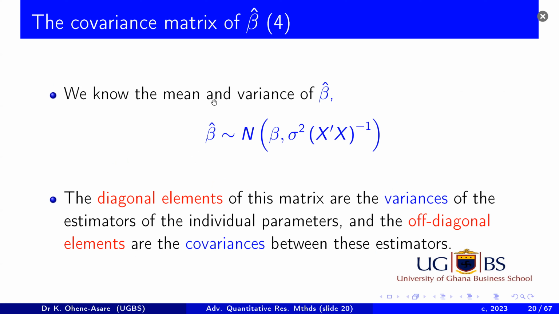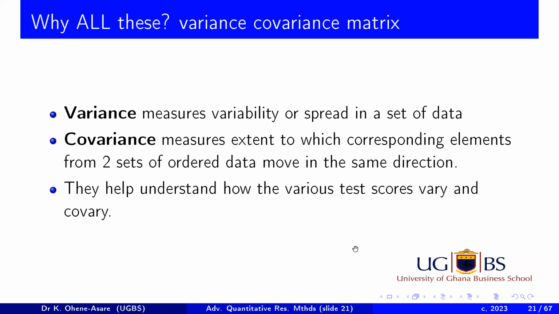Well, this is what we know. We know that the expected value of beta cap is beta. We know this already. And so beta cap is normally distributed with mean beta and the variance covariance matrix, which is the variance of beta cap. The diagonal elements, I've told you, are the variances. The off-diagonal elements are the covariances.